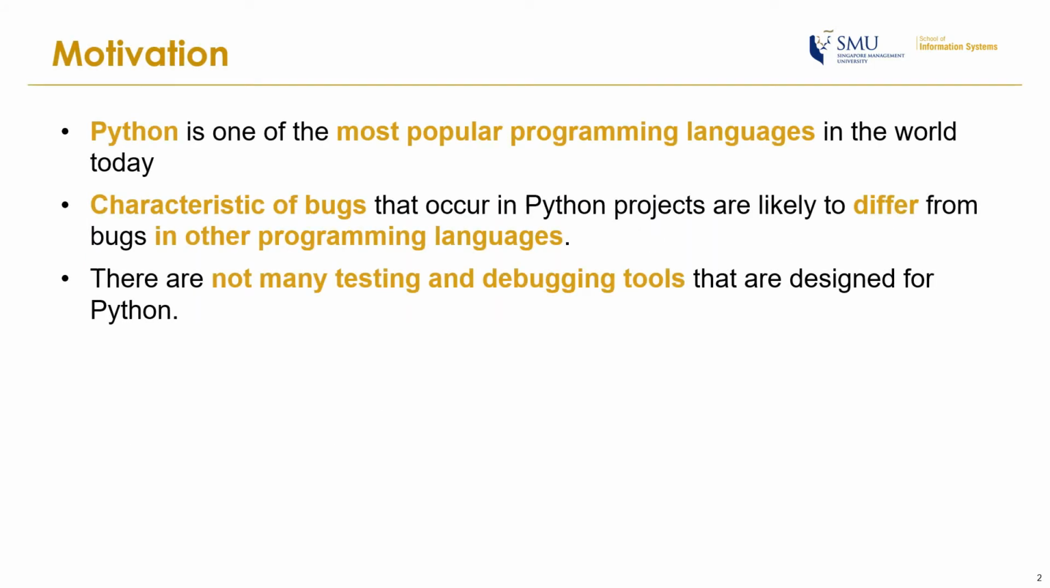Currently, Python is one of the most popular programming languages in the world based on the 2020 Stack Overflow Developer Survey. Compared to other programming languages, Python has several unique features, including duck typing, heterogeneous collection, and dynamic typing. Because of this, it is very likely that the characteristics of bugs in Python differ from other programming languages that are the focus of previous studies, for example Java and C. Despite these reasons, as of now there are not many testing and debugging tools that are created for Python.